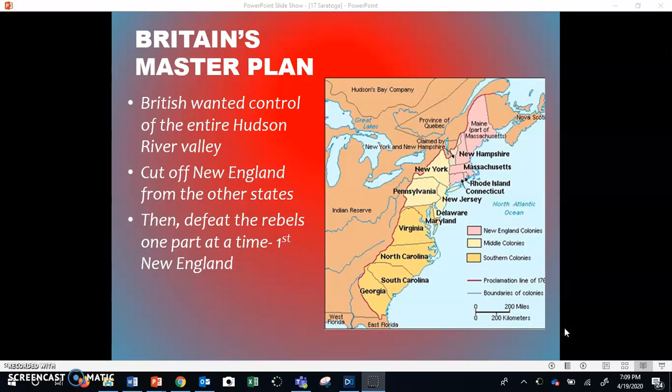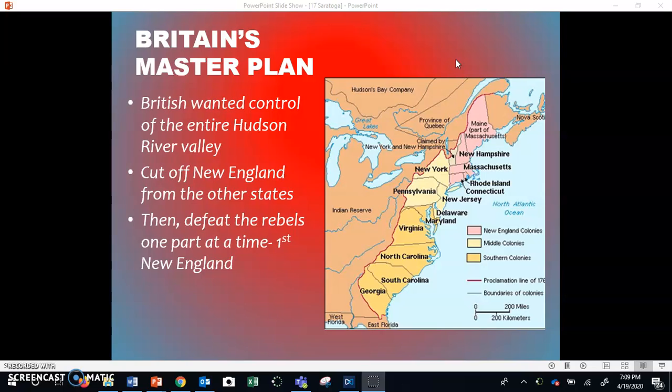First of all, the British wanted to control the entire Hudson River Valley. Now, if you look on the map, the Hudson River Valley is right around here. They knew if they gained control of it, they would have a better chance of defeating the Continental Army. So their goal was to cut off New England from the other states.